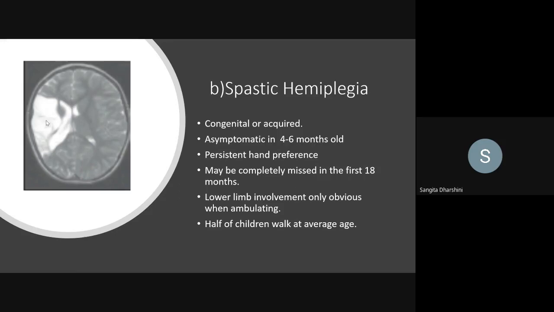The lower limb involvement sometimes won't be very obvious in the first 1-2 years, as these children usually walk maybe about 2 years old, a bit later than usual. The lower limb involvement is only a bit more obvious when they start walking.